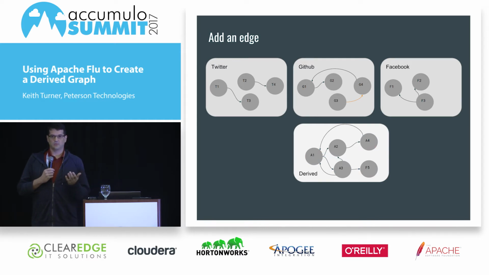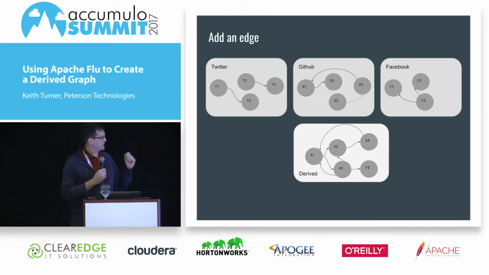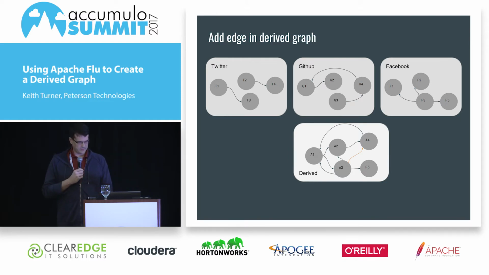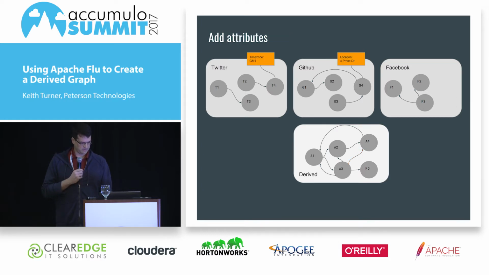Now, ideally, what we want to happen is when we add an edge to one of the raw graphs, like a new edge comes in from G3 to G4. And I don't know if you guys can see it, but it's in the GitHub graph, it's in orange. We would like, when that edge comes in the raw data, that it shows up in the derived graph. So now we have the edge between A3 and A4 from a new edge in the raw graph.